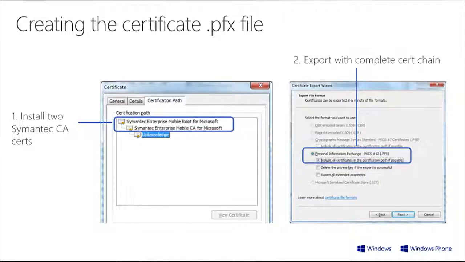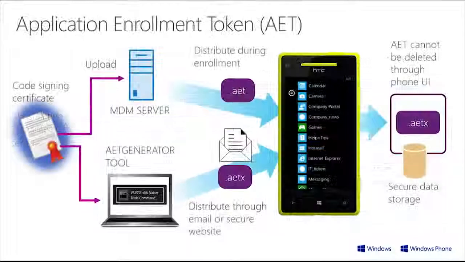So we now have the certificate, and you can use it to sign applications. The first thing you need to do is create an application enrollment token.